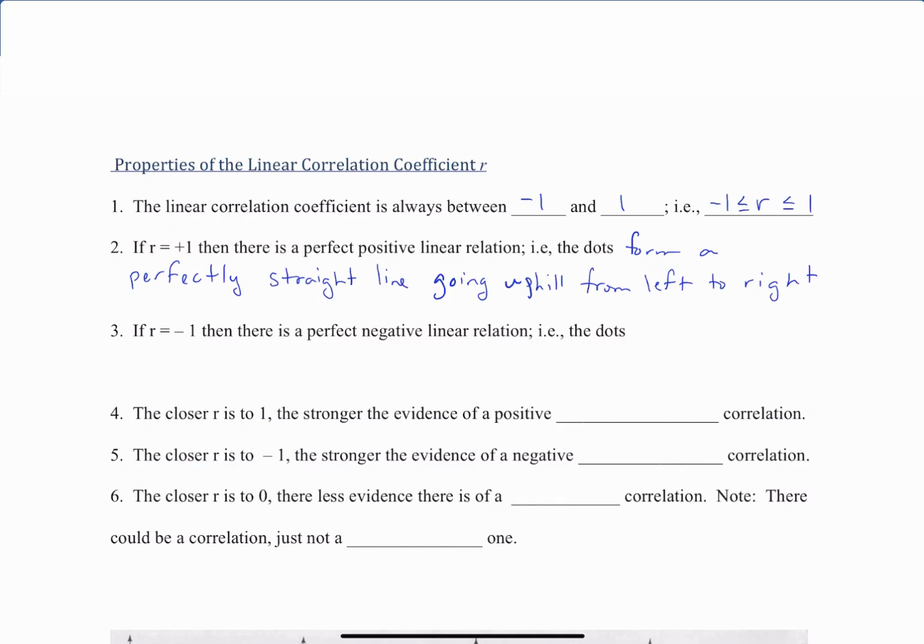Now, on the other hand, if r equals -1, then there is also a perfect linear correlation, but this time it's negative. So the dots form a perfectly straight line going downhill from left to right.